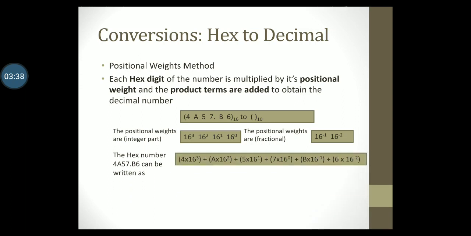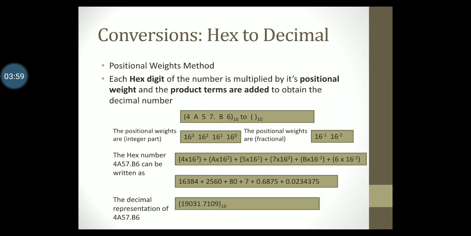4 into 16 raised to 3 plus A into 16 raised to 2 plus 5 into 16 raised to 1 plus 7 into 16 raised to 0 plus B into 16 raised to minus 1 plus 6 into 16 raised to minus 2. Adding these all up, we get the number 19031.7109 corrected to 4 decimal places, which is the equivalent decimal number for the given hexadecimal number.